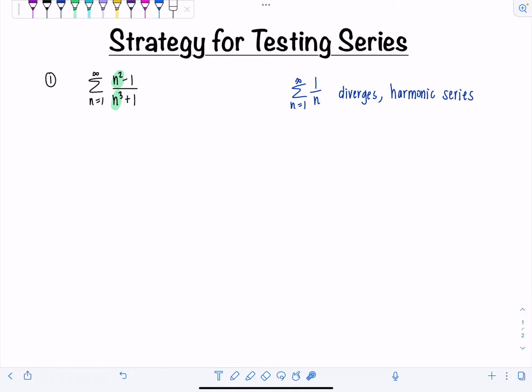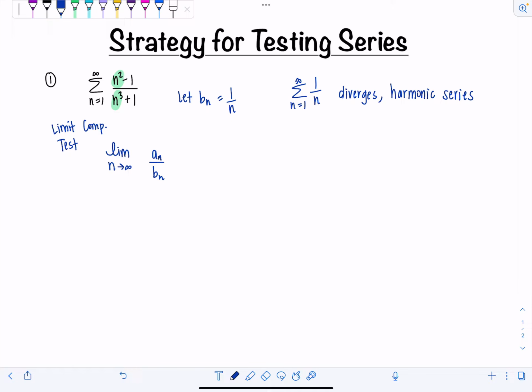And a lot of students like that limit comparison better than direct comparison anyway. So have at it. I'm going to set things up and say, okay, let's let bn equal 1 over n. That's the terms of the series which I'm going to compare mine to. And then remember, we take the limit as n approaches infinity of an over bn. Remember for limit comparison test, the results will be basically telling us that both series behave the same way as long as the limit is a finite non-zero number.